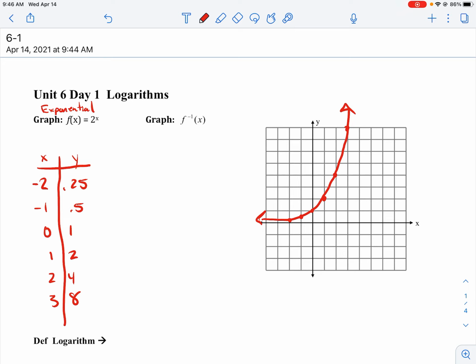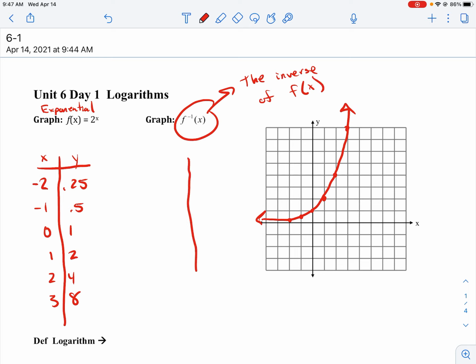Okay? Now, this next thing is telling us to graph, even though there's really no numbers there, it's pretty straightforward on what it's asking us to do. It's asking us to graph the inverse of f of x. Okay? That's what that stands for.